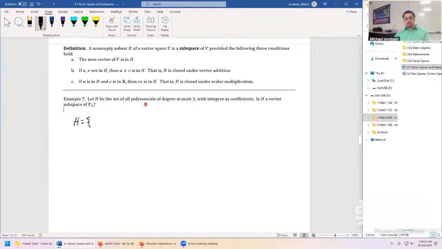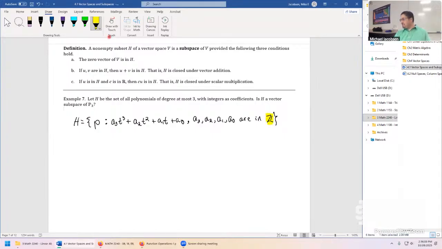It's a set of all polynomials, so polynomials P go into this set, such that the degree is at most 3. That means if we write down a degree at most 3 polynomial, we'll have this format: a sub 3 t cubed plus a sub 2 t squared plus a sub 1 t plus a naught. With integer coefficients, that's an interesting requirement. We'll say a3, a2, a1, a0 are in this new set, Z.